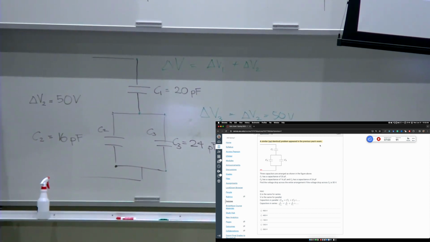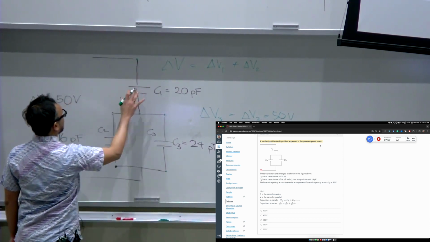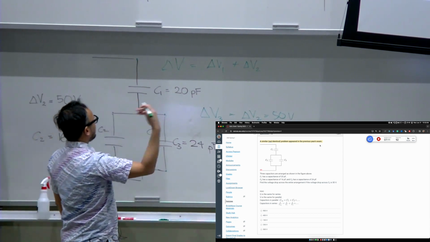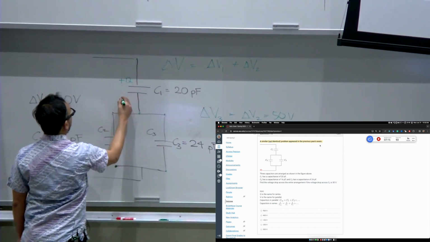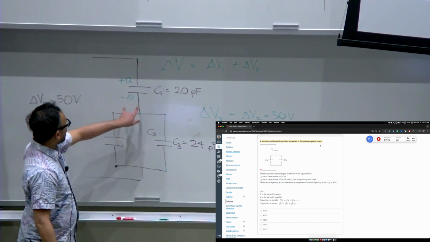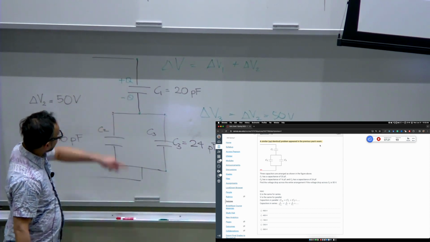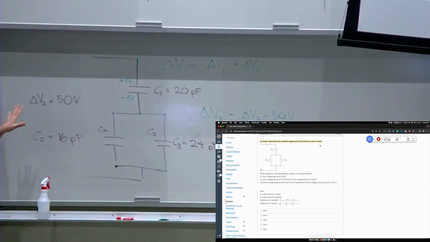So that's one hint. Another hint is in a capacitor, we can store electric potential by storing charge. So we have minus Q here and minus Q there. Q is the charge on the capacitor, but they have to be equal because you cannot create charge nor destroy them.